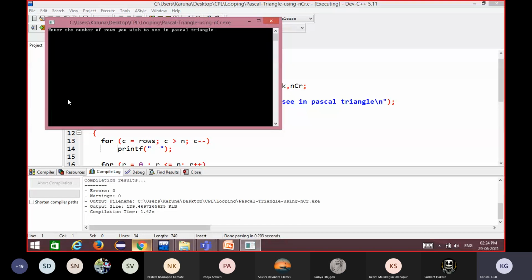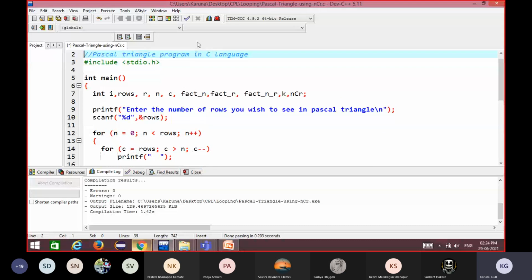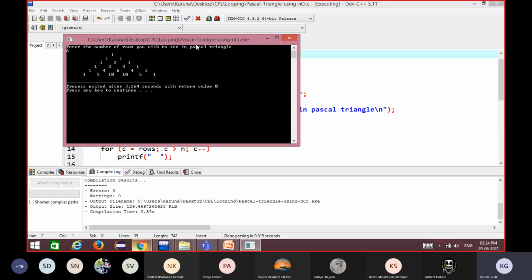Okay. So it is asking you to enter the number of rows you wish to see in the Pascal triangle. How many rows do you want? First I'll show you 3. Then I'll go ahead with other values. Is this okay? Yes, ma'am. Next, go ahead with other stuff. Now I'll say 6 rows. Okay, look at the 6 rows.